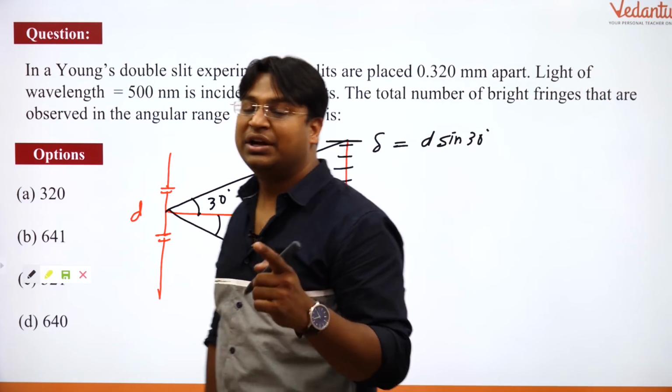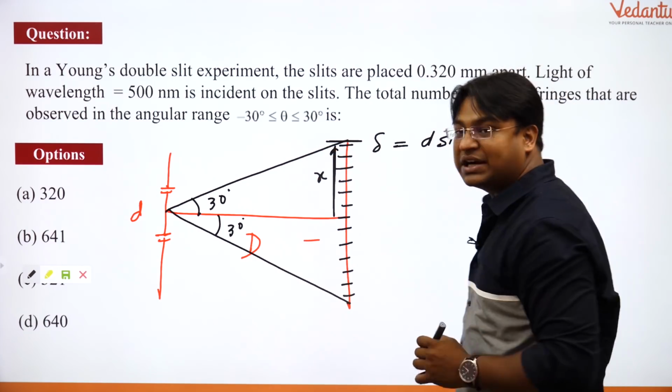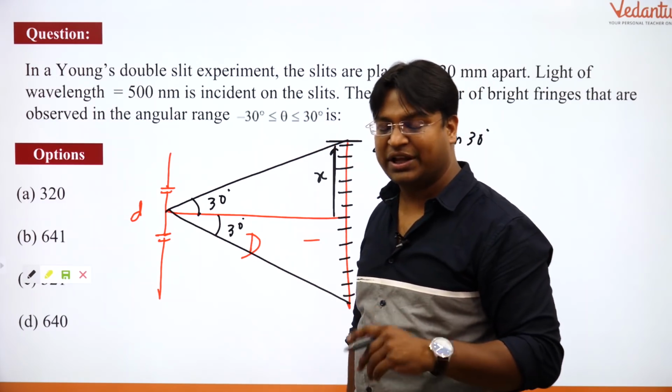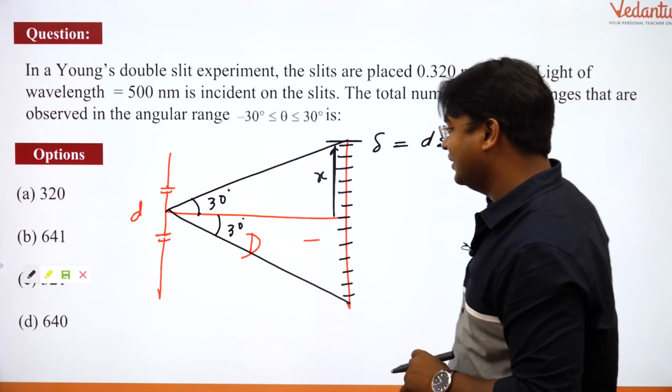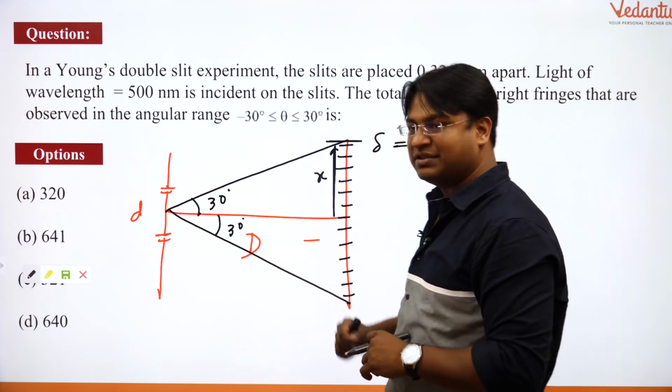Note that I'm using d sin 30. I'm not using dx by D. Or I could have assumed this as x and started like that, but that would be a disaster because 30 degrees is a good angle. It's not a very small angle. So I'm going for d sin theta. So d sin theta is the path difference here.